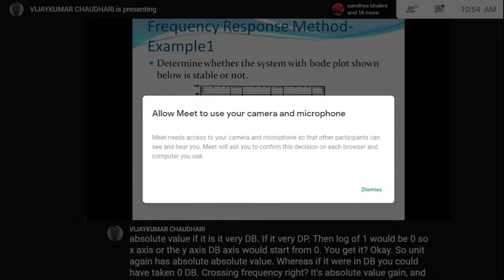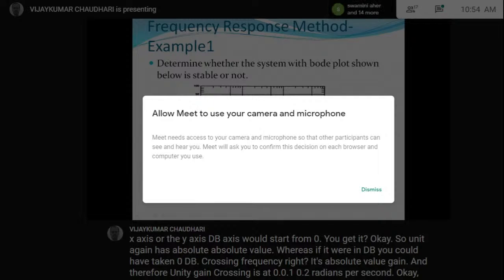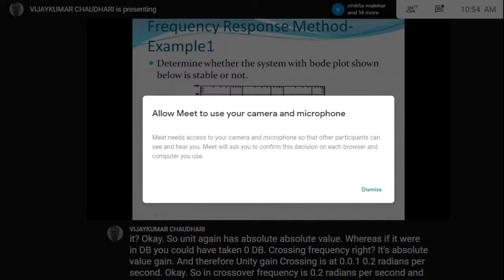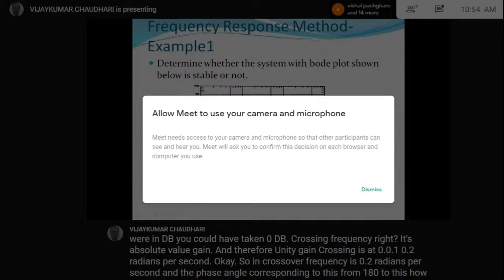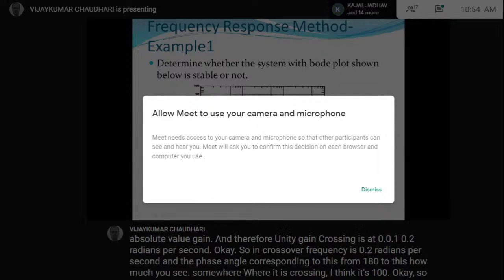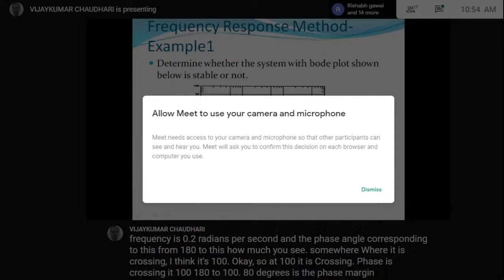This is 0.1, this is 0.2 radians per second. Okay, so gain crossover frequency is 0.2 radians per second, and the phase angle corresponding to this, from 180 to this, how much is this? Somewhere where it is crossing, I think at 100. So phase is crossing at 100, 180 to 100, 80 degrees is the phase margin corresponding to gain crossover frequency. What is the phase crossover frequency?